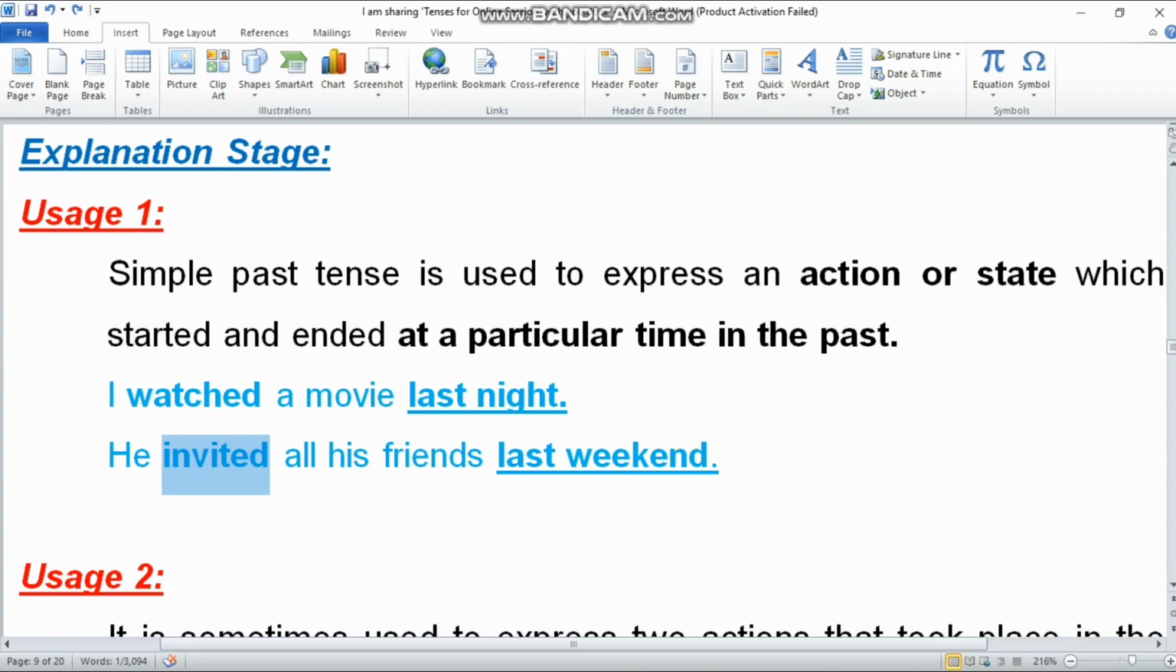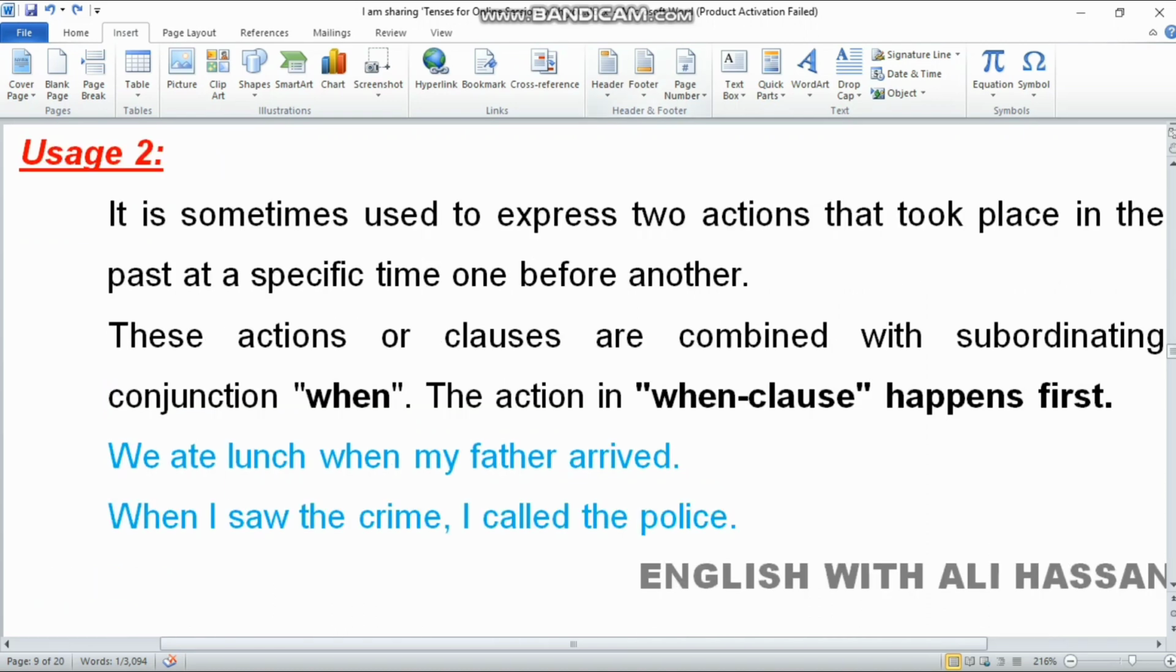We can have further examples, like, I took 2 classes in the morning at 8 o'clock today. So right at 8 o'clock in the morning today, I took 2 classes. Taking 2 classes started at a particular time early in the morning at 8 o'clock. So for such activities, we use simple past tense. I hope it's clear. Now we are going to go through the second usage of simple past tense.